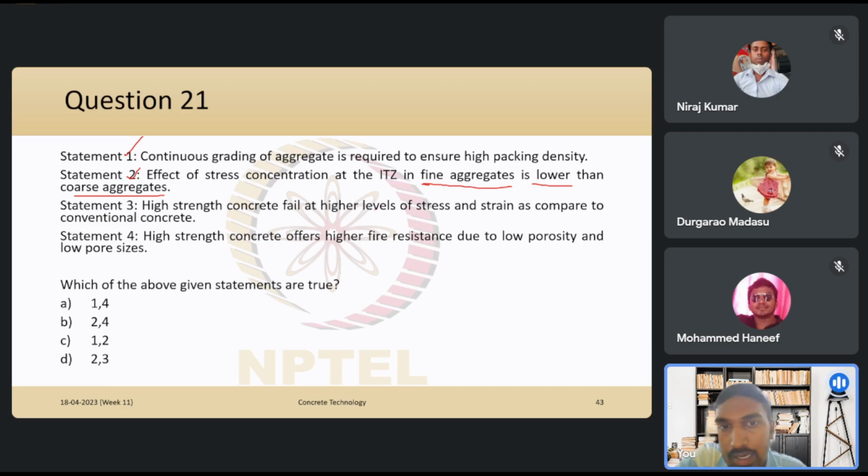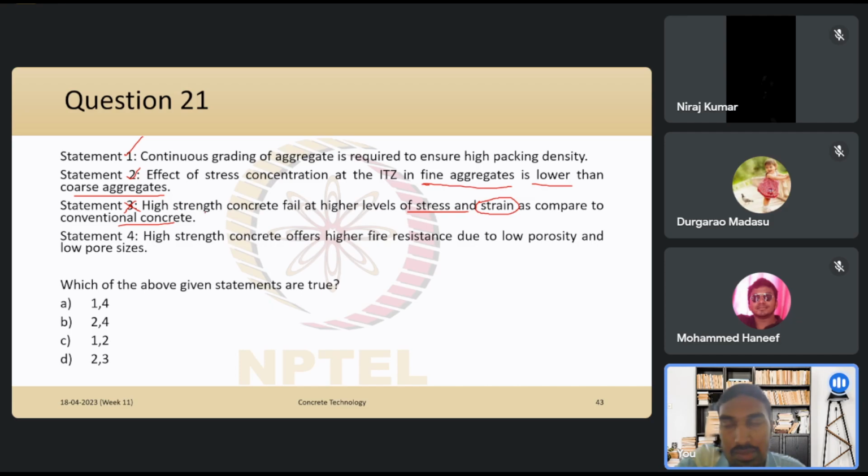Statement 3 says high strength concrete fails at higher levels of stress and strain as compared to conventional concrete. So this is incorrect, because even though high strength concrete can take more load and resist higher stresses, it does not produce higher strains in comparison to conventional concrete, because we are again not talking about the role of the reinforcements, right? It is still the concrete as such, only the strength is increased. So it can take more compression now, but when failing, it does not produce higher strain. It's not going to give you better warning than conventional concrete for failure. So it can take higher levels of stress, but it will not give you a higher strain than conventional concrete, right? So partially it is true, but not completely. So statement 3 is incorrect.